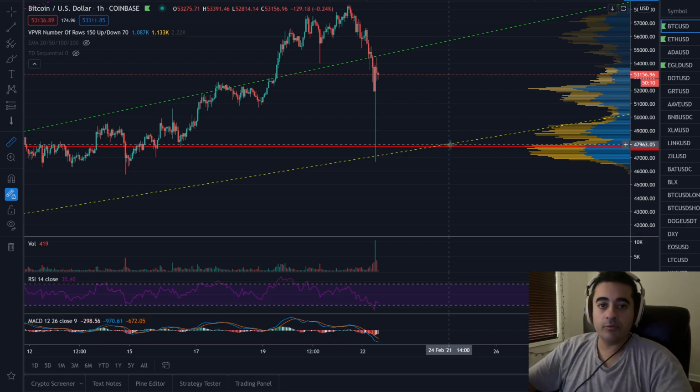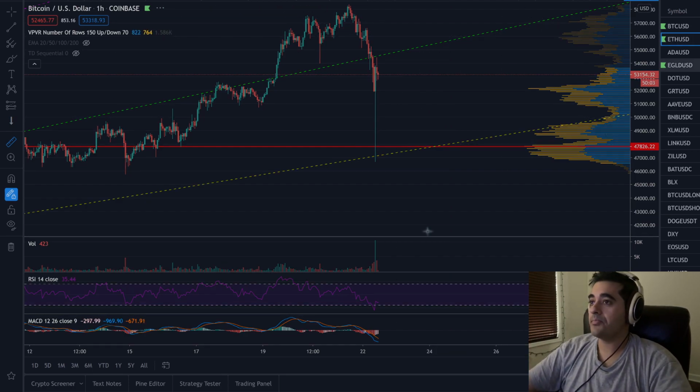But then you do run the risk of missing out if it keeps moving up, because then your order may never trigger. So it's really a catch-22. You have to decide what's the best strategy for you. Let's go back to ETH.